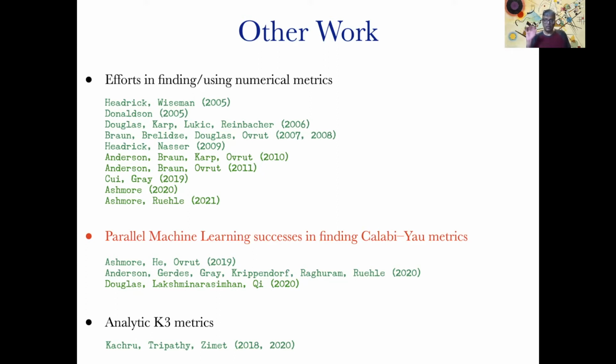And about 3 weeks before our paper, 2 other papers appeared that also had machine learning successes in finding Calabi-Yau metrics. The paper by Anderson, Gerdes, Gray, Krippendorf, Raghuram, and Ruehle was discussed in this conference by Sven. Their work, in addition to looking at SU(3) holonomy manifolds, was able to find metrics on SU(3) structure manifolds. Recently, there have been some analytic developments in finding metrics on K3.